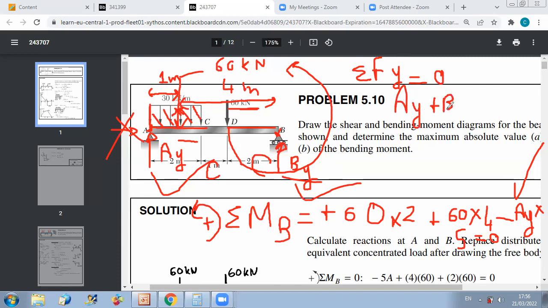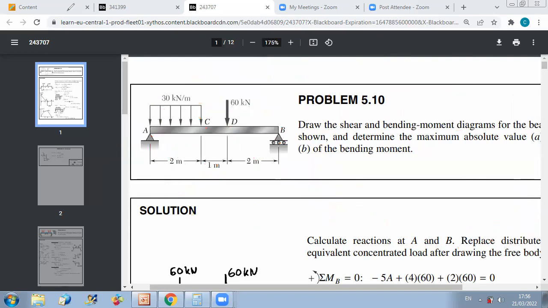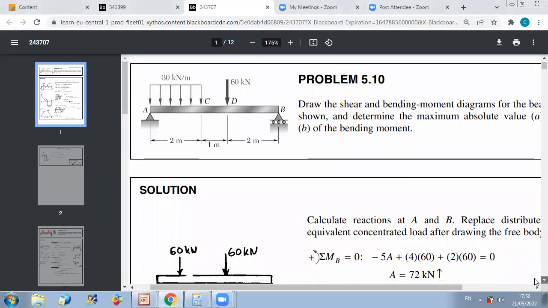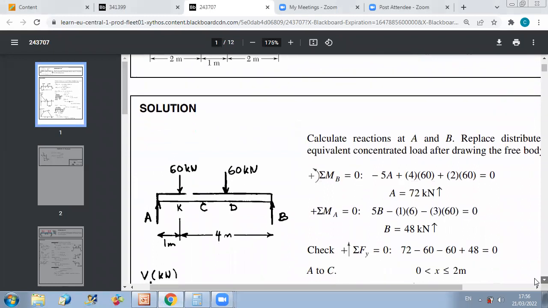minus, we said that the distributed load can be replaced by a resultant force of 60 kilonewton, so it's minus 60, and the concentrated force present is already minus 60, so you get that AY plus BY is 120. Replacing AY into the equation, you get the value of BY. So you have several tools to calculate your external reactions. Once you have them, now you are ready to move to the construction of the shear and bending moment diagrams.